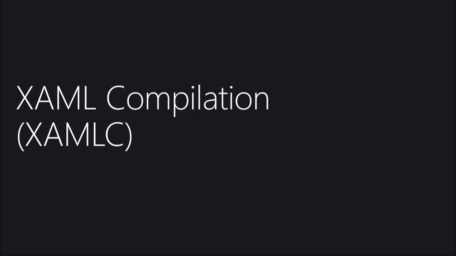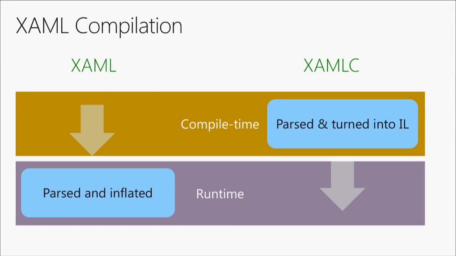What is XAML compilation? So normally, if I'm just writing XAML and I don't have XAML compilation turned on because it's off by default, normally what happens is that my XAML is parsed and inflated at runtime, which means that at compile time when I build, I don't really have to pay a high cost, but I do have to pay that cost at runtime. So what that translates to is that my views are a little bit less snappy. Things take a little bit longer to load.